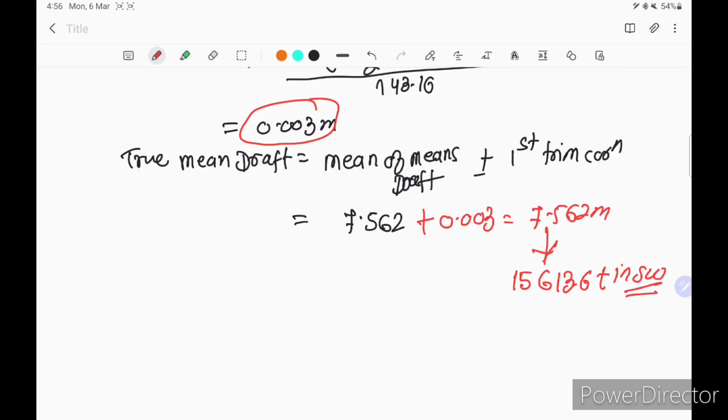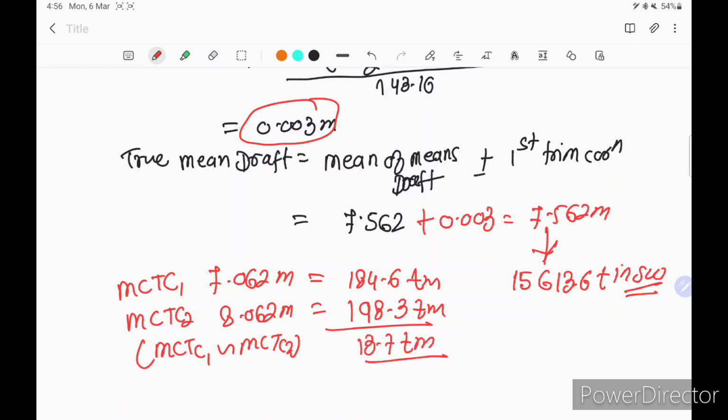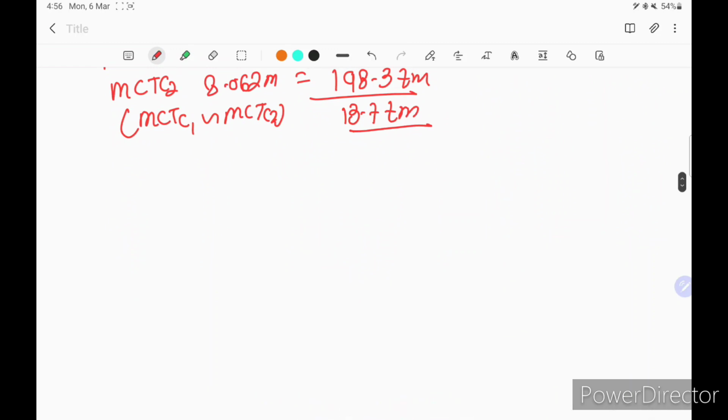Now for the second trim correction, we need to find out the MCTC1 and MCTC2. So what are the MCTC1 values? Mean of mean draft minus 0.5, so 7.062 meters. Mean of mean draft plus 0.5, 8.062. So we get the values 184.6 and 198.3. The difference between them is 13.7. Understand this here? Now we'll apply this MCTC value in the second trim correction.